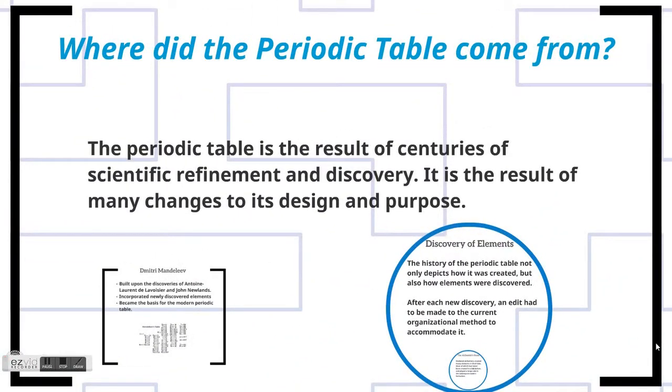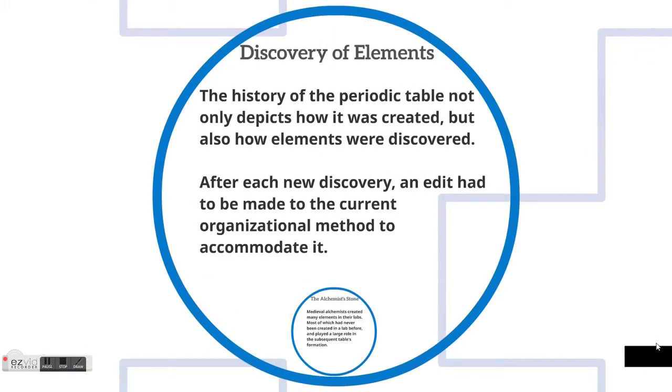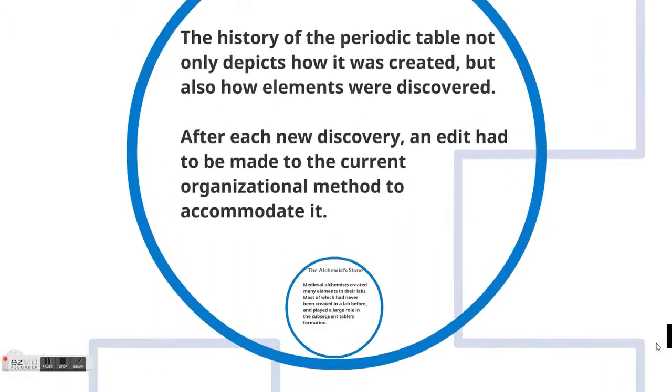Where did the periodic table come from? The periodic table is a result of centuries of scientific refinement and discovery. It is a result of many changes to its design and purpose. Discovery of elements. The history of the periodic table not only depicts how it was created, but also how elements were discovered. After each new discovery, an edit had to be made of the current organizational method to accommodate it.